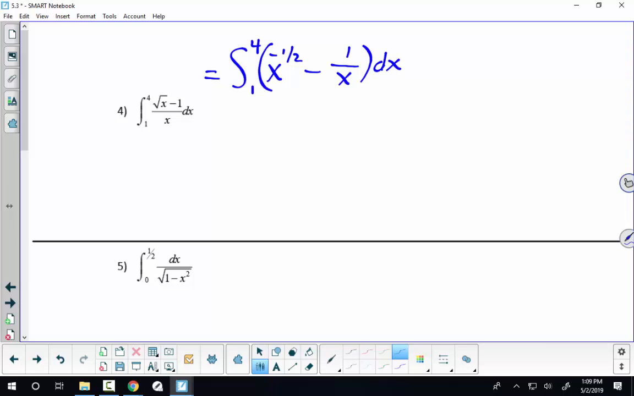The first term now, we use the power rule for antiderivatives. And the second one is going to be what? What's the antiderivative of 1 over x? Yeah, natural log, absolute value of x. So power rule, we add 1 to the exponent and then divide by the result. So a negative 1/2 plus 1 is positive 1/2. And then we're going to divide by 1/2, which means multiply by 2. Antiderivative of 1 over x is ln of the absolute value of x.